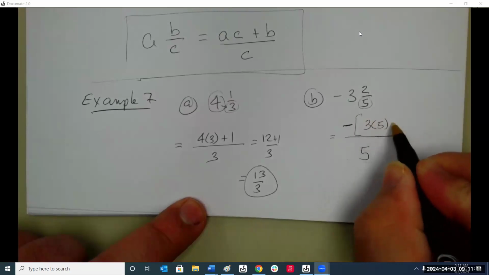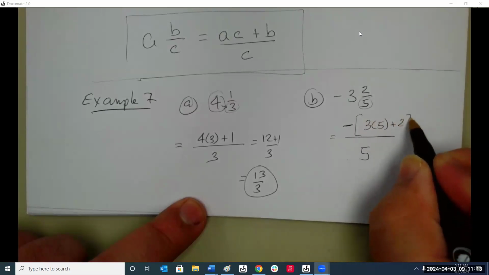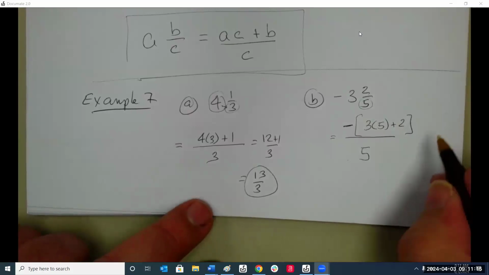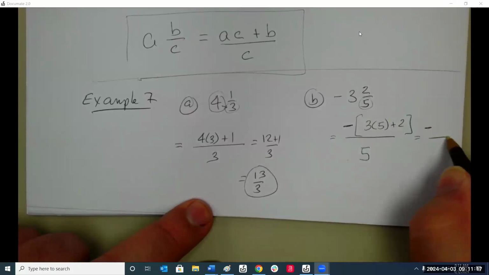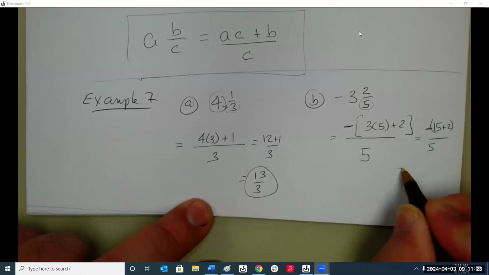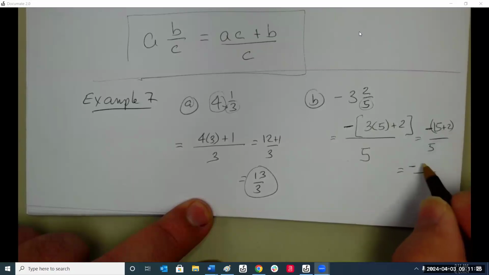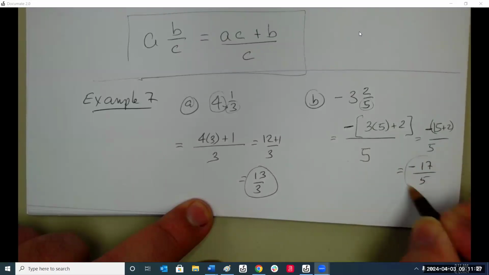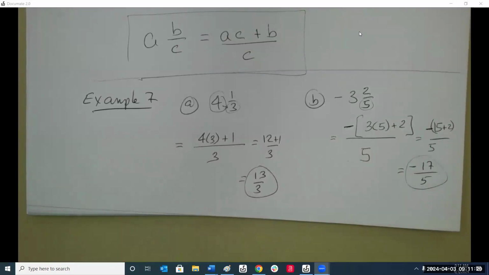3 times 5 plus 2. So the answer is going to be negative 15 plus 2. Negative 15 plus 2 is negative 17. Negative 17 over 5. Nothing changes. If it's a negative, the negative just goes out in front. Don't worry about it.